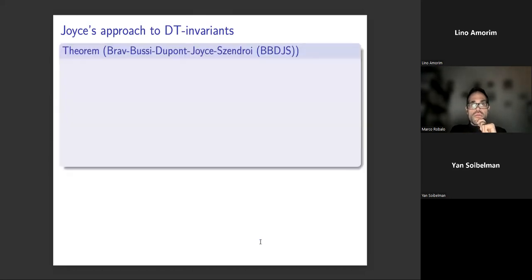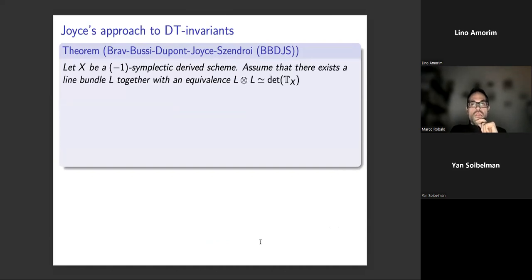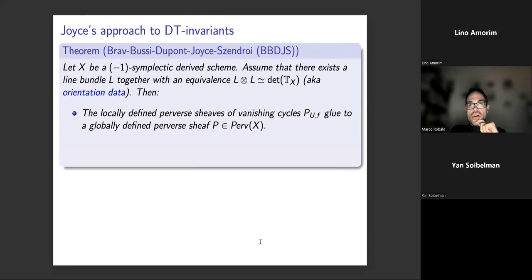So let me go back to another theorem now of Brav-Bussi-Dupont-Joyce-Szendroi. Let's say it's the following thing. If I have a -1 shifted scheme, and I assume that there exists a line bundle together with an equivalence, L tensor L isomorphic to the determinant of Tx, so the canonical bundle, this is called an orientation data. Then these locally defined sheaves glue to a globally defined perverse sheaf on X. So that's the first statement. The existence of these possible local ambiguities in the definition of U and F is somehow solved. And the second thing is that if I compute the Euler characteristics of this sheaf, I get back the function of Behrend.